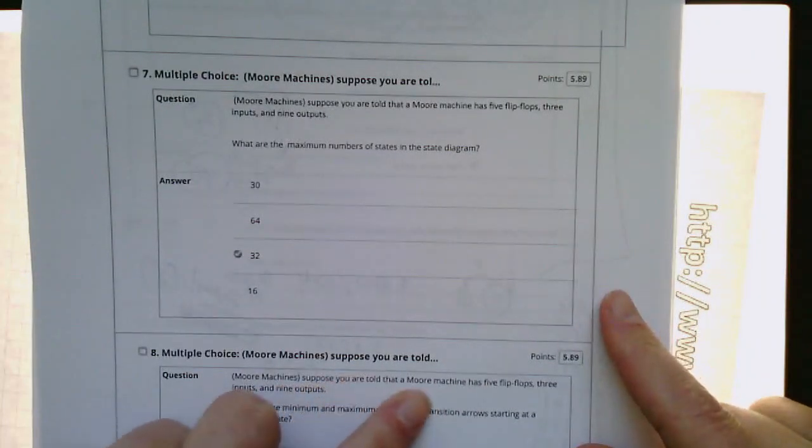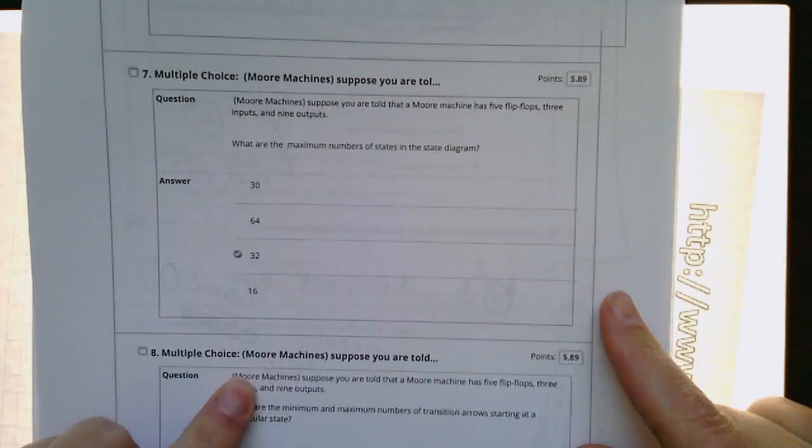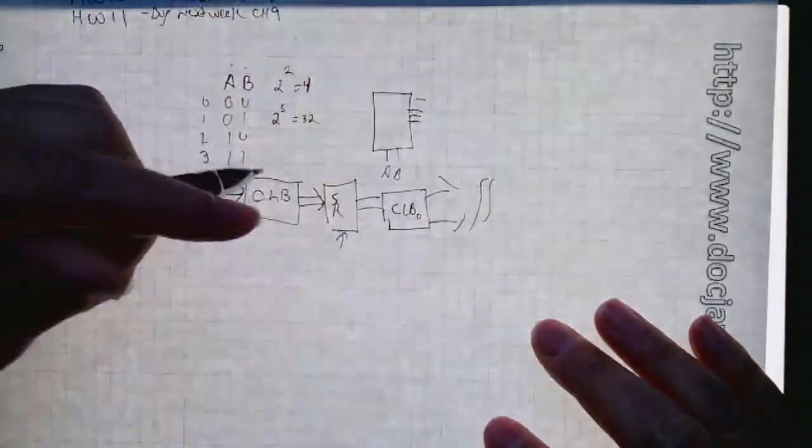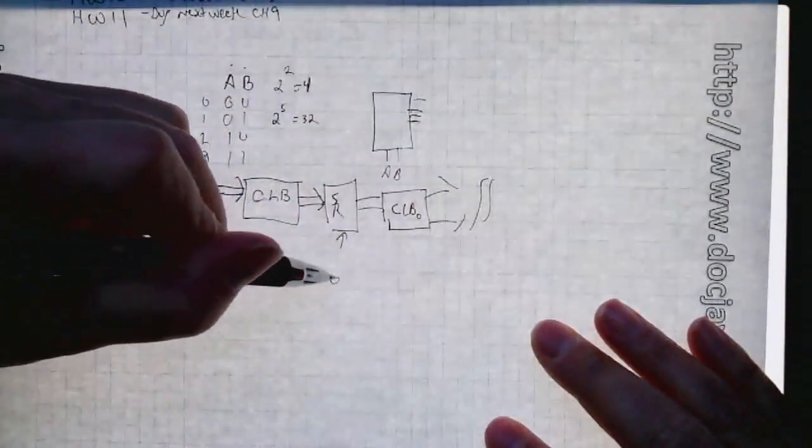Suppose you were told that a Moore machine has 5 flip-flops and 3 inputs and 9 outputs. What are the minimum and maximum number of transition arrows starting at a particular state? Transition arrows. Now, those are different than the number of states, right? That's a whole different question. So what do we know? We have 5 flip-flops. 1, 2, 3, 4, 5.